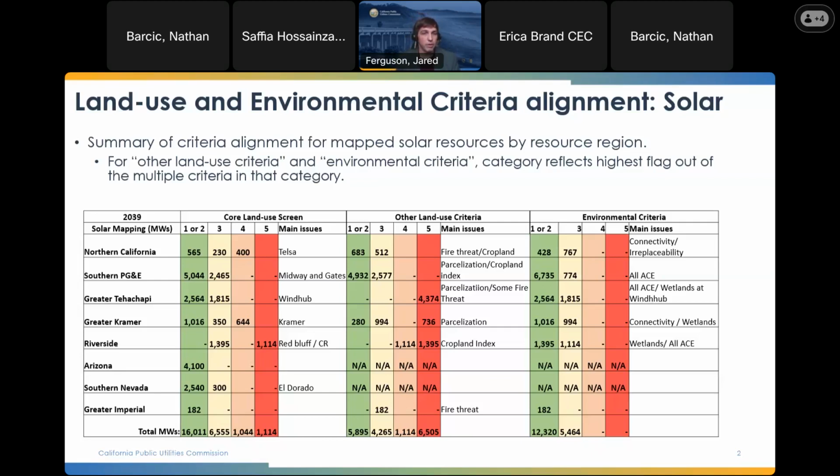After Northern California, which was a relatively straightforward summary, if we go down, you can see Southern PG&E in 2039, we have over 7 gigawatts of solar mapped into the Central Valley, the PG&E, Kern, and Fresno study areas combined. And you can see that most of it is under 1 or 2 for both the core land use screen and the other land use and environmental criteria.